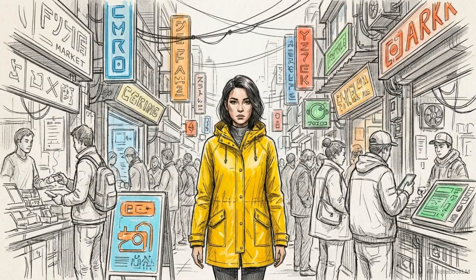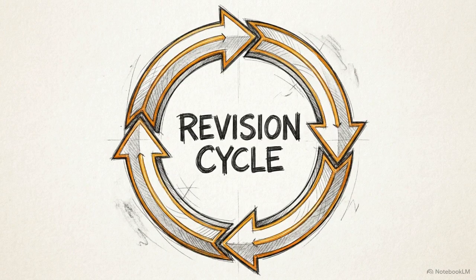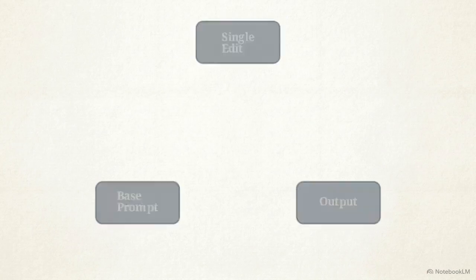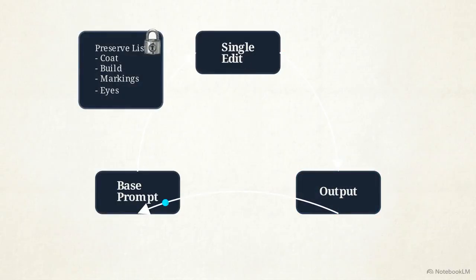With our character locked, it's time to place them into a setting. When you run that initial generation, you will likely find unwanted elements in the background. To correct them, we use a process called the edit loop. The edit loop rule is strict. Change exactly 1 variable per pass. Leave your preserve list untouched.